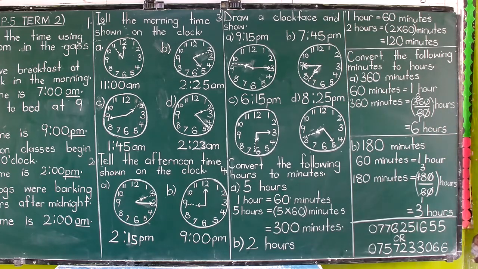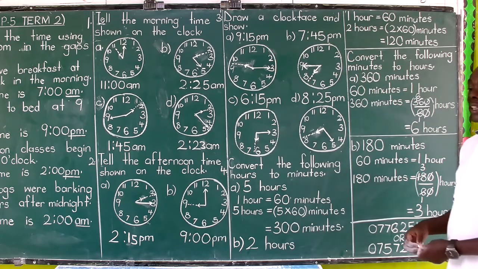You do the same with 180 minutes. So how many hours are in 180 minutes? You say 60 minutes make 1 hour. What about 180 minutes? That's 180 divided by 60 hours. Divide by 10 by 10. 6 divided by 6 is 1. 18 divided by 6 equals 3. So 180 minutes are equivalent to 3 hours.